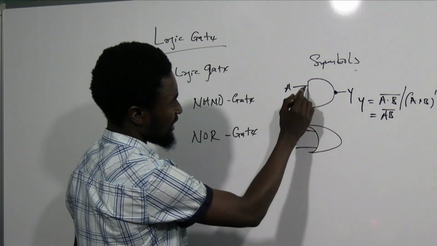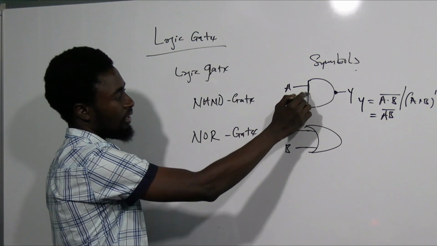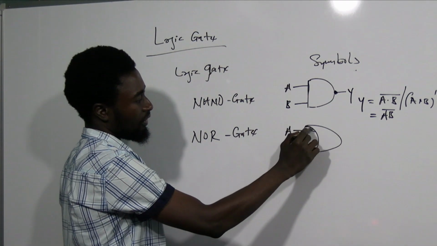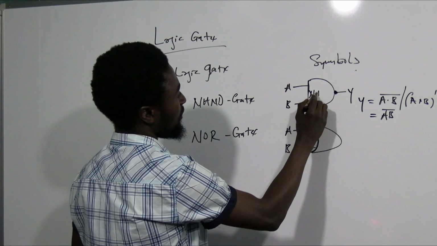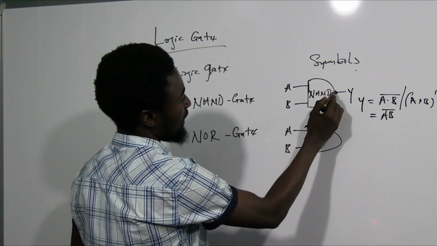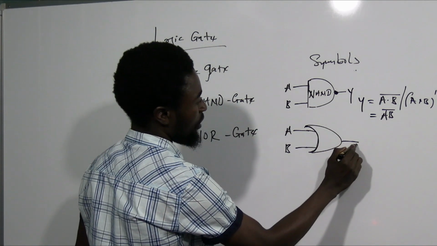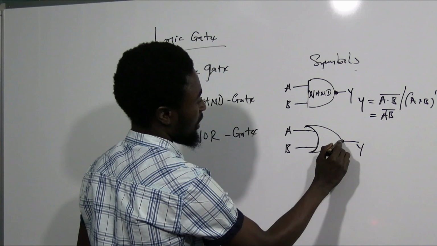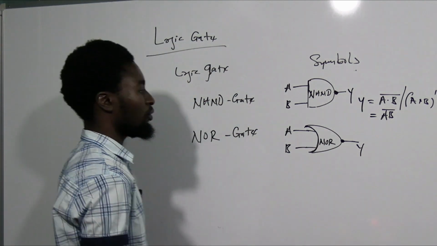So there's a difference. For the AND gate, you draw a straight line here. For the OR gate, you have a curve here. So this one is NAND. It is the NAND gate because of this. And for the NOR gate, we have output Y, and we have to take this one. So this one is the NOR gate.